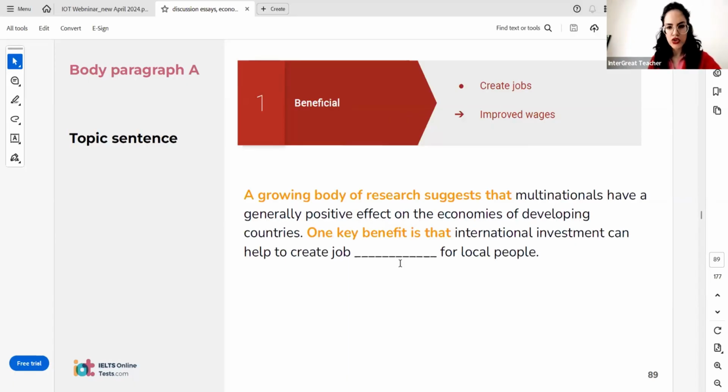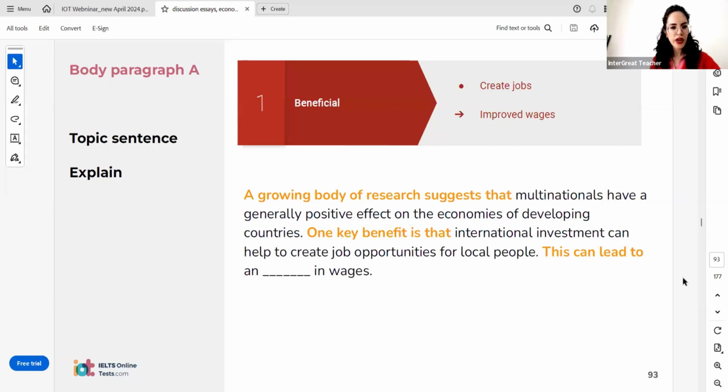Yes, very good. Job opportunities for local people. This is my explanation of what I mean by that positive effect. So, what is the result? You see that here. I have used this arrow to show that this is the result. So this can lead to, again, another linking phrase.